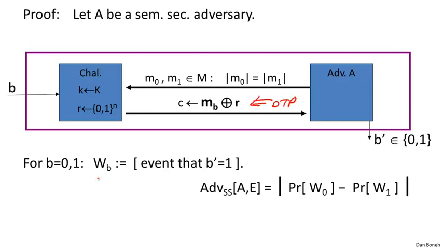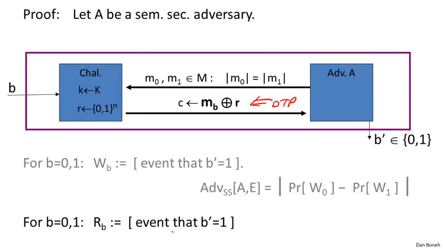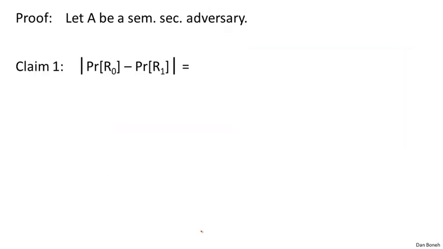Now, once we flipped to the random pad, I'm going to use R0 and R1 to denote the event that the adversary outputs 1 when receiving the one-time pad encryption of M0 or the one-time pad encryption of M1. So we have 4 events: W0 and W1 from the original semantic security game, and R0 and R1 from the semantic security game once we switched over to the one-time pad.